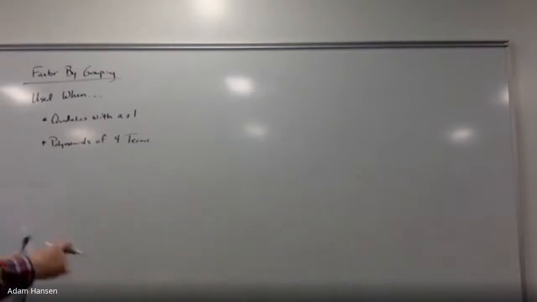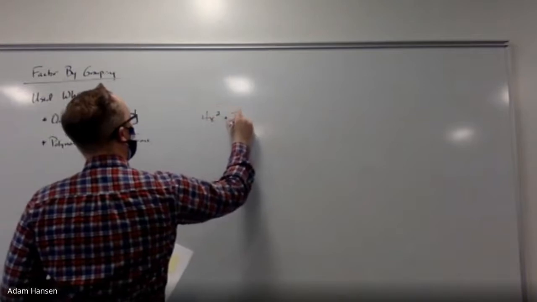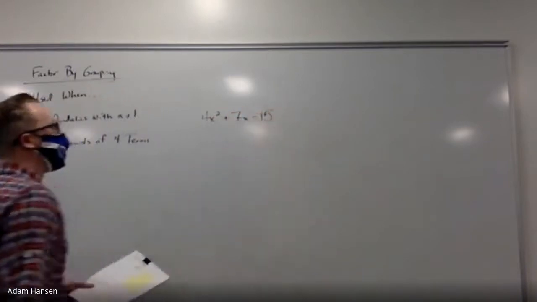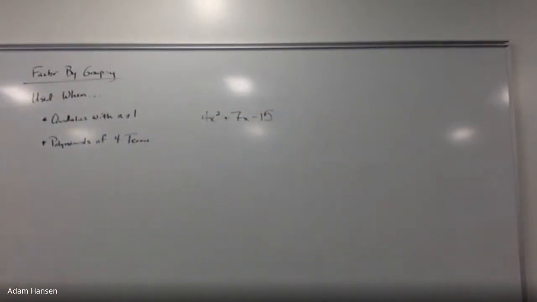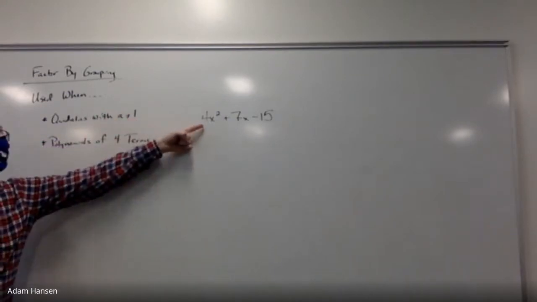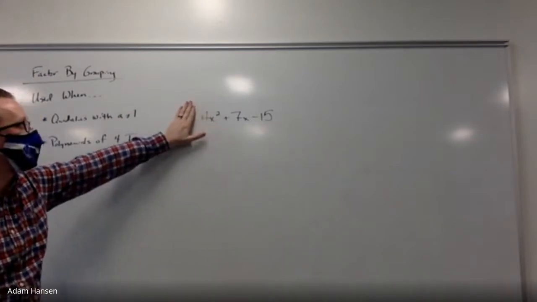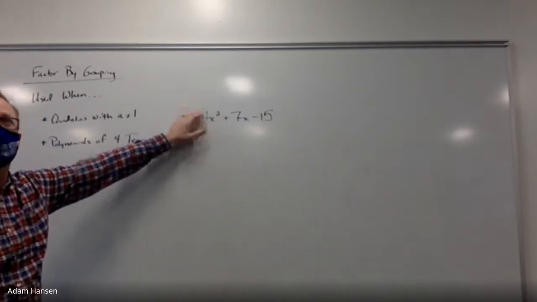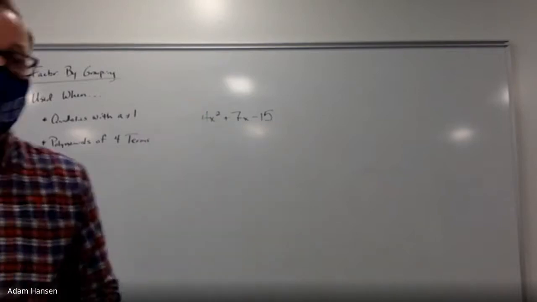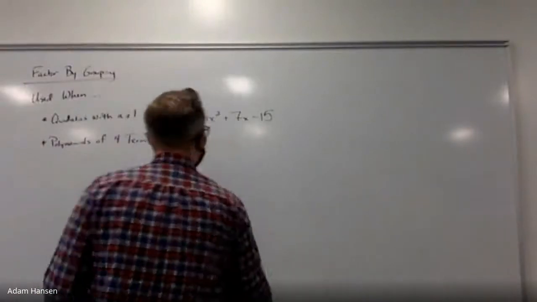So let's try one of these. 4x squared plus 7x minus 15. That is a quadratic polynomial whose leading coefficient is what? 4, not 1. We've factored things like x squared plus 7x minus 15. Now there's a 4 out in front. I have a leading coefficient that's not 1 like this on the board. Factoring by grouping is going to be a nice tool.